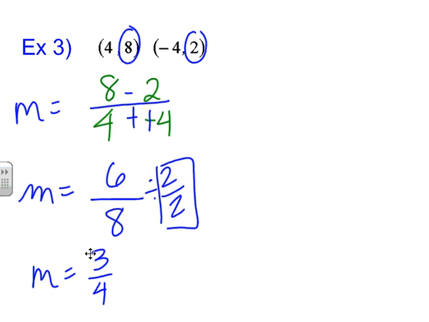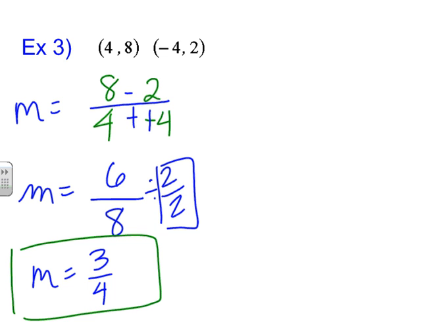So now that we know that slope is equal to 3/4, we need to pick a point. Let me erase what we got up here for a second. And we're going to keep the slope of 3/4, and I get to choose a point. Whether I choose 4, 8 or -4, 2, it doesn't matter. I'm going to choose 4, 8 just because they're both positive, and that kind of keeps things simple.